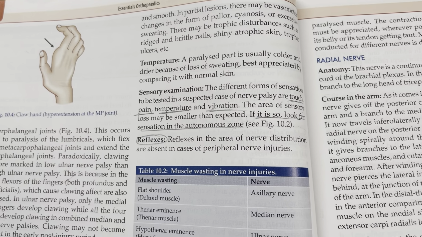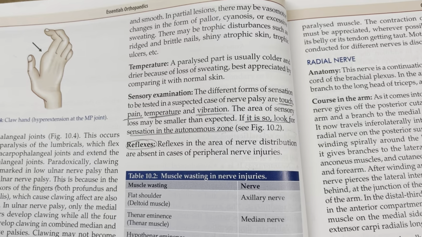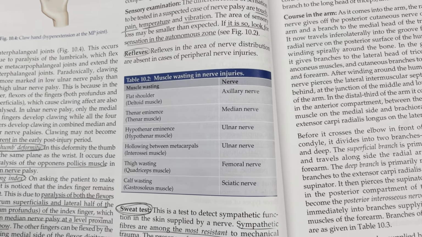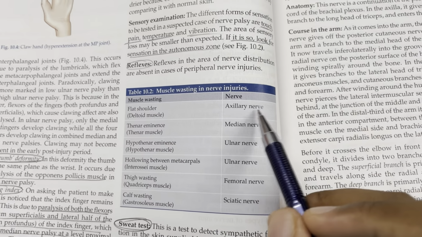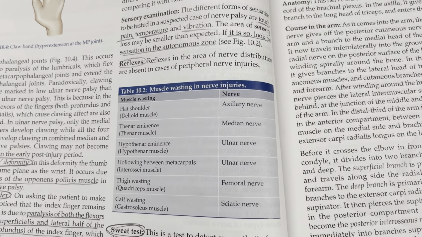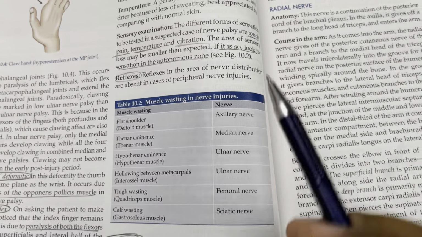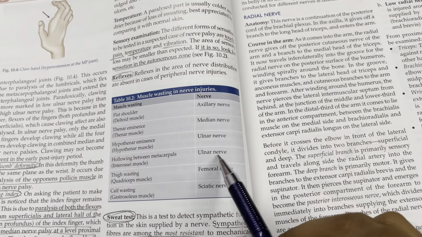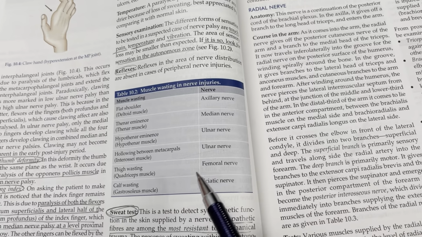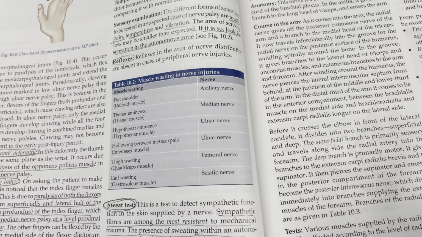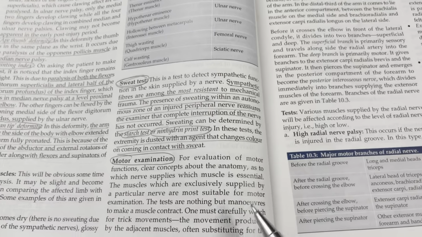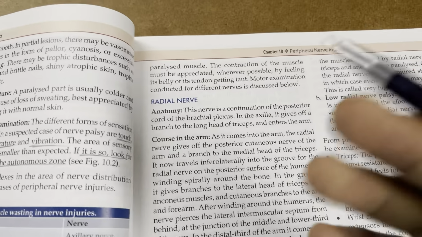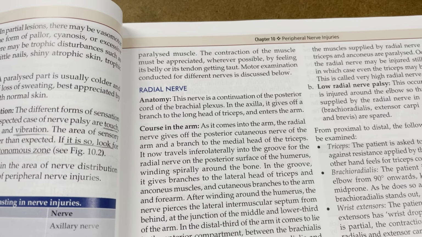And again, sensory examination. You need to test touch, pain, temperature sensation, etc., and all the reflexes as well. In axillary nerve damage, the deltoid is paralyzed, so you have a flat shoulder. Median nerve: thenar eminence wasting. Ulnar nerve: hypothenar eminence wasting, and hollowing between the metacarpals from the interossei. Then thigh wasting in femoral nerve injury, and calf wasting in sciatic nerve injury. Okay, so you need to do a motor examination, and that is how you identify which nerve is injured.